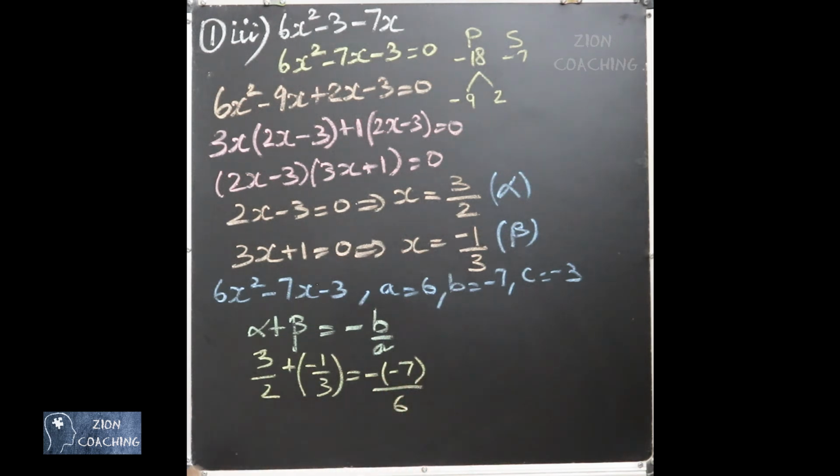Now when you take LCM, the LCM is going to be 6. 2 into 3 is 6, so multiply the numerator also by 3. 3 into 3 is 9. Plus into minus is minus. 3 into 2 is 6, so multiply the numerator also by 2. We have 9 minus 2 by 6 equal to minus of minus 7 is 7 by 6. Now 9 minus 2 is 7, so 7 by 6 equal to 7 by 6. Both the sides are equal. So the first relationship is verified.